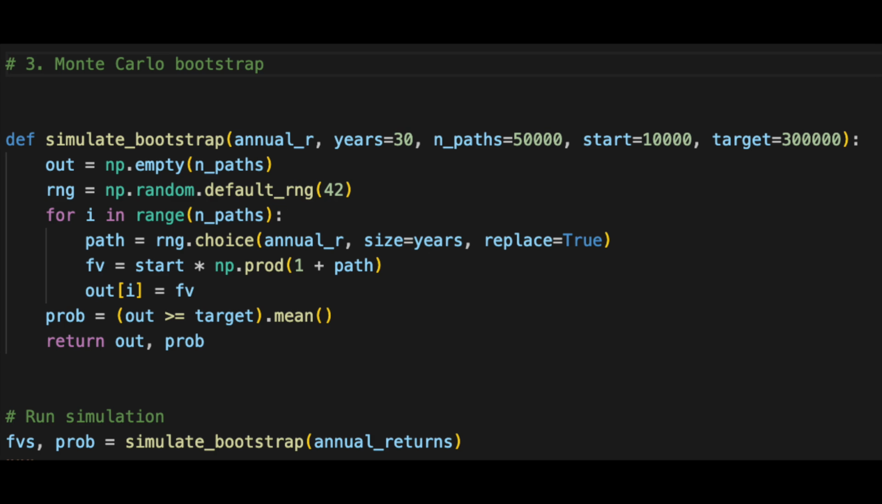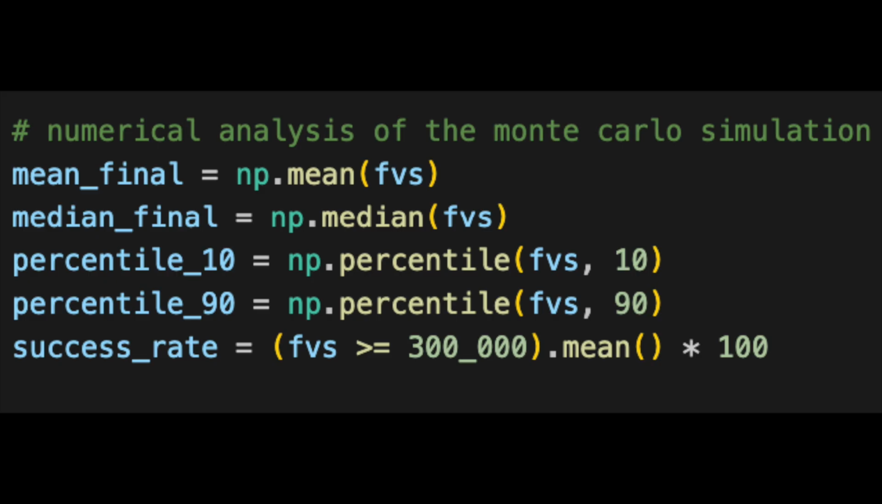The simulate bootstrap function in this code takes in the historical returns and randomly samples 30 years at a time. Repeated 50,000 times, this gives us the final portfolio values for each trial and lets us calculate the probability of hitting our $300,000 target. Following this, we code the relevant statistical summaries, being the mean, median, 90th, and 10th percentiles, along with the chances of our investment reaching the desired target.